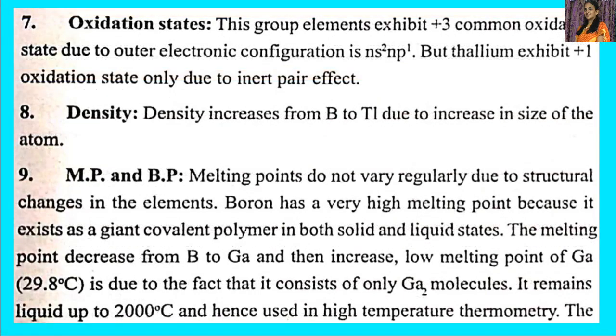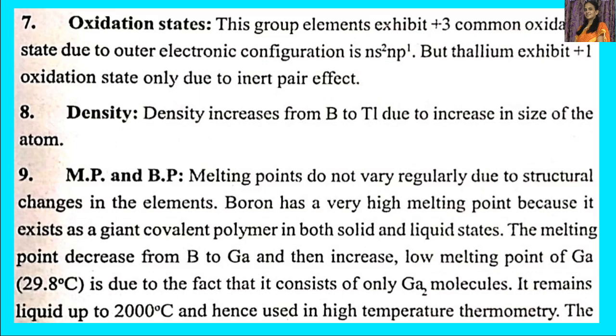Next one is oxidation states. The 13th group elements exhibit plus 3 as the common oxidation state as they have 3 electrons in the outer shell. As their outer electronic configuration is ns2 np1, that is, they have 3 electrons in the outer shell, their common oxidation state is plus 3.